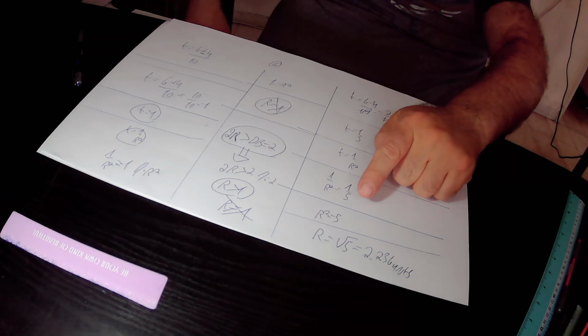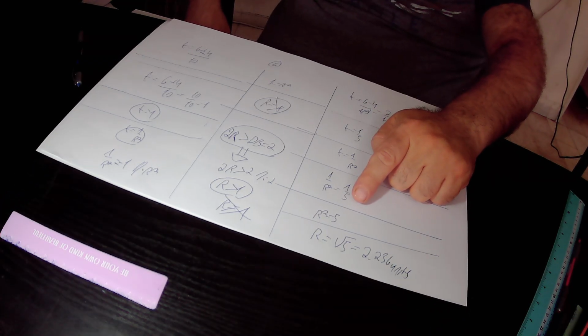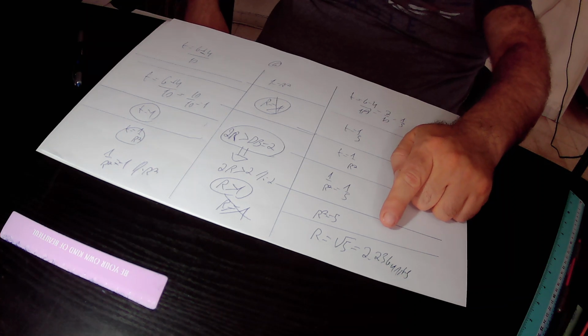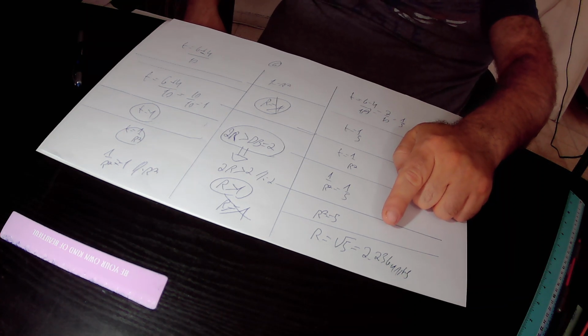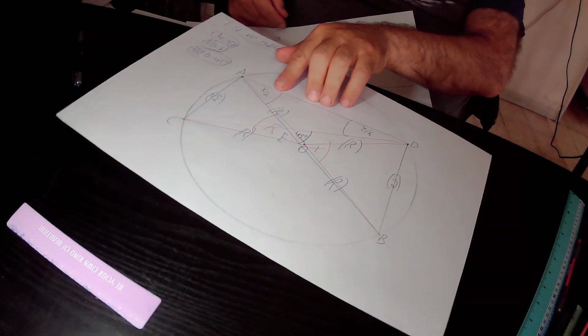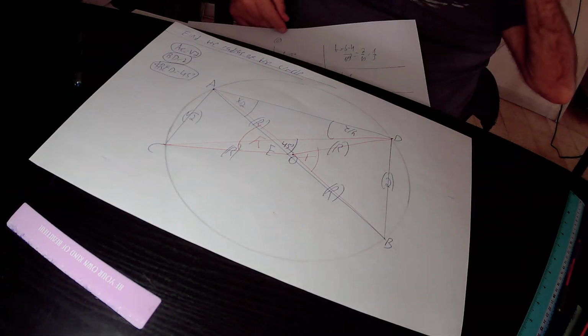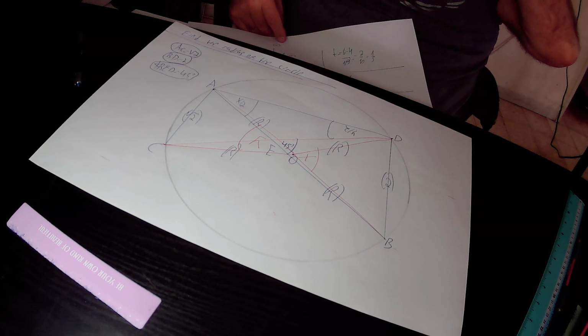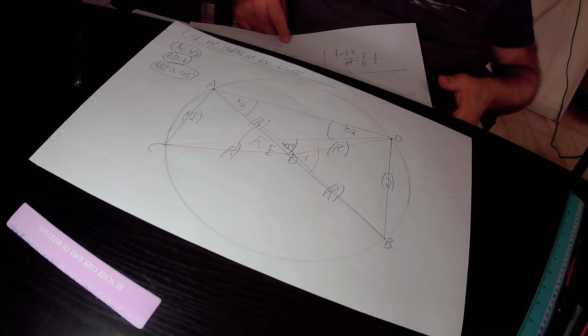Taking the square root, we find that the radius r of the circle equals the square root of 5 units, or in terms of numbers, 2.236 units. I repeat, the radius r of this circle equals the square root of 5 units, or 2.236 units. Okay, thank you very much.